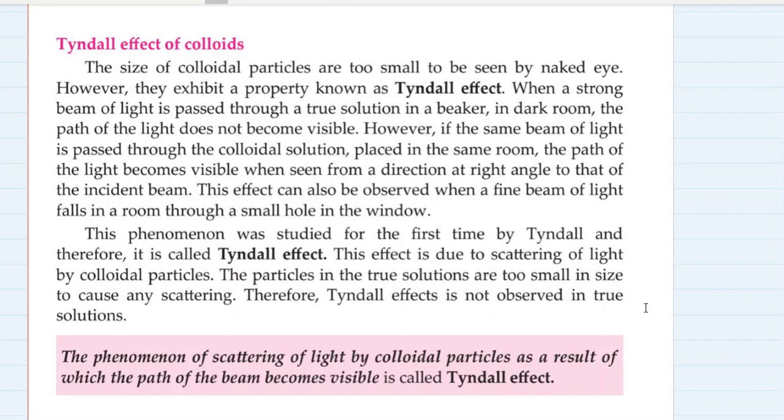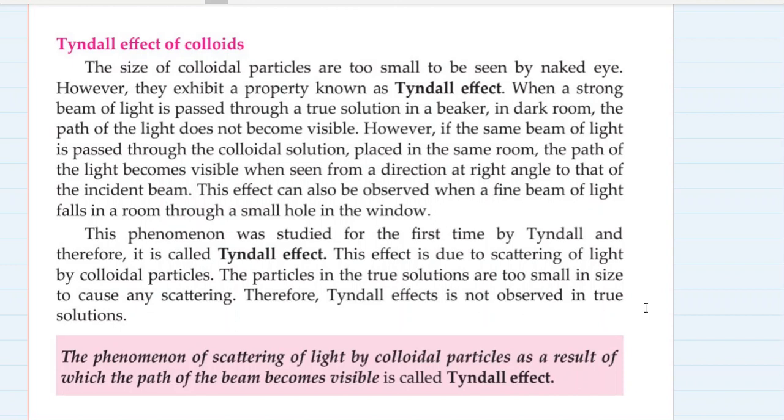This effect can also be observed when a fine beam of light falls in a room through a small hole in a window. Have you seen that? Through a small hole in a dark room, if light enters, you see all the dust particles moving in a zigzag motion. That is basically your Brownian motion. But you also see the path of light which is coming inside the room. Its path is visible, and that means that dust filled air inside the room is a colloid.